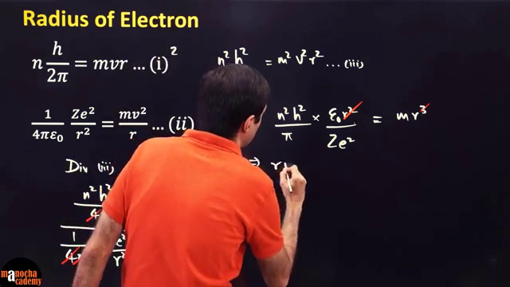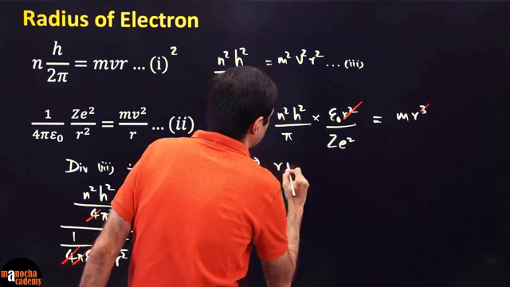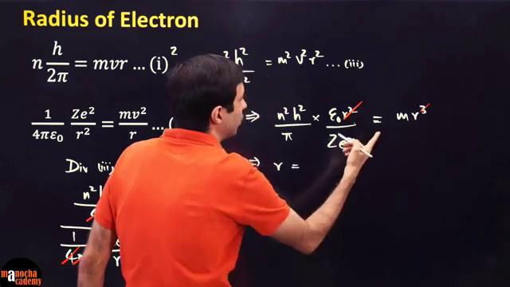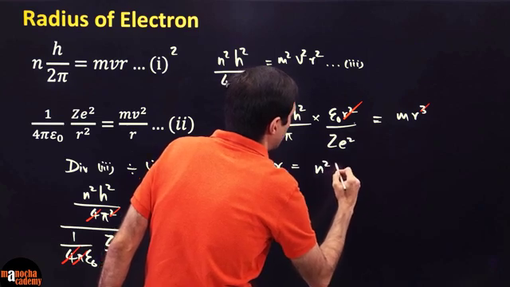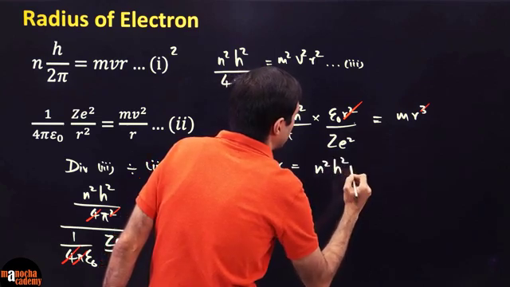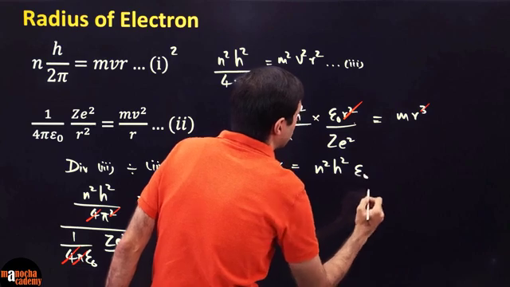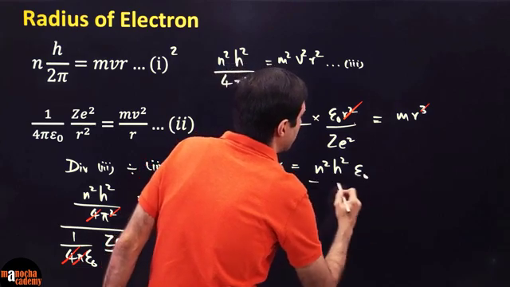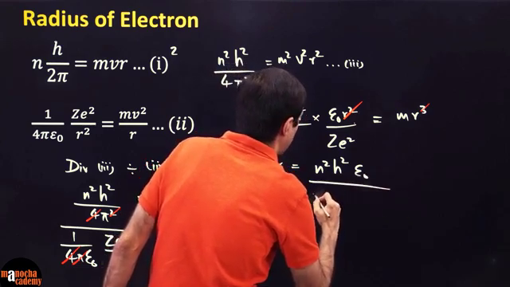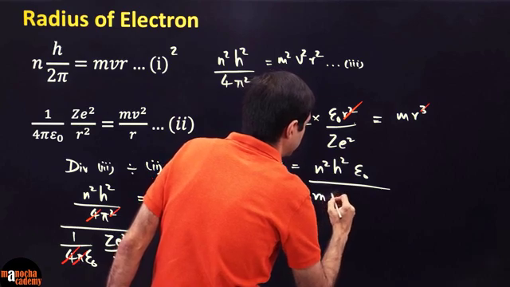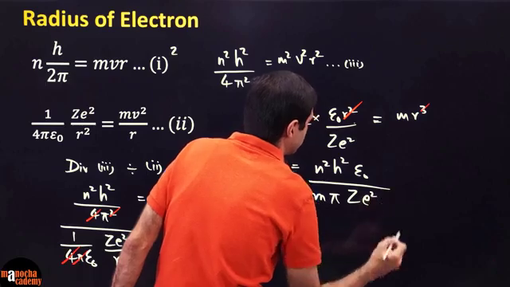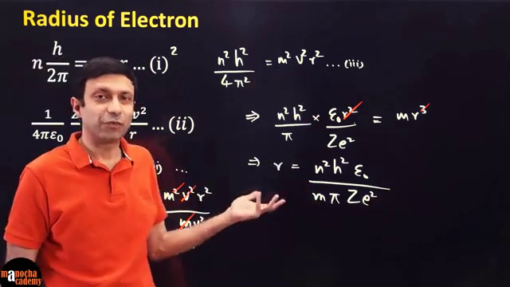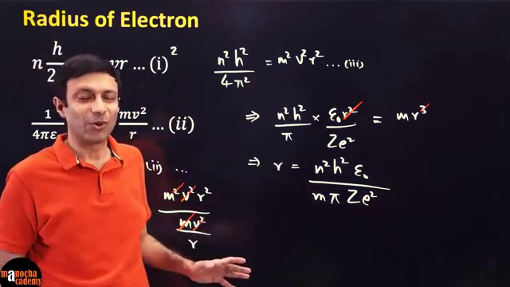So what are we getting? The radius r of the electron, r equals n square h square epsilon naught divided by m pi z e square. So this is the final expression for the radius. See, velocity is no longer over here.